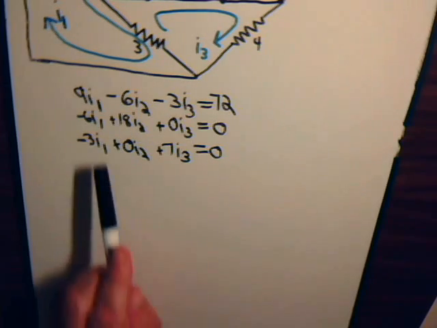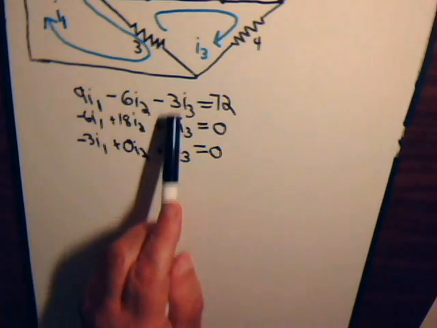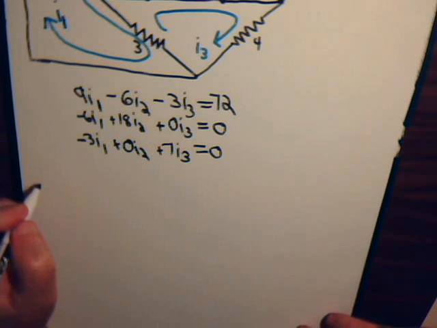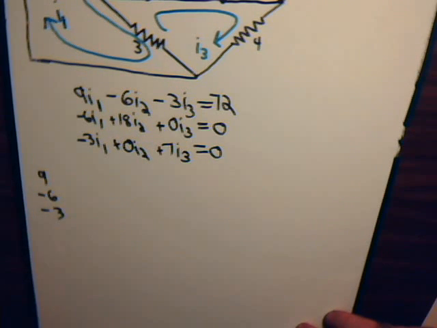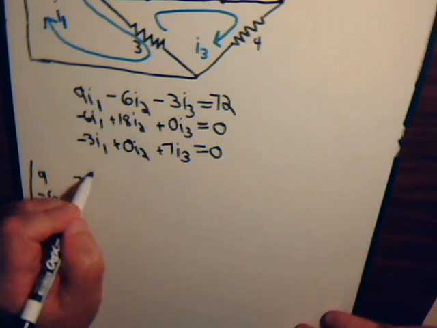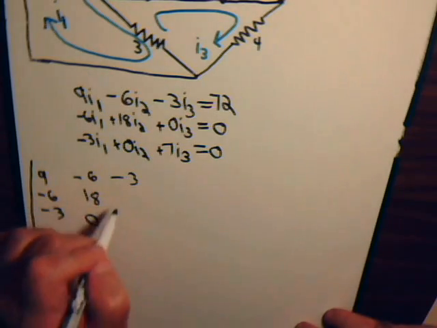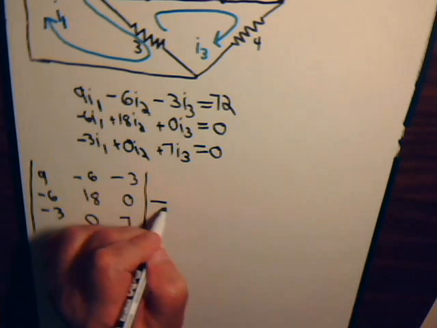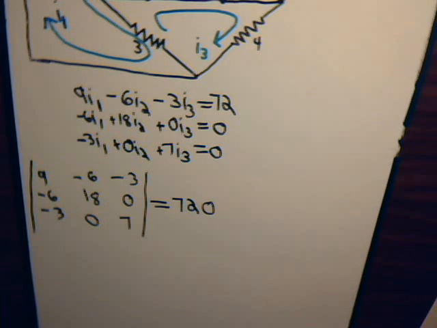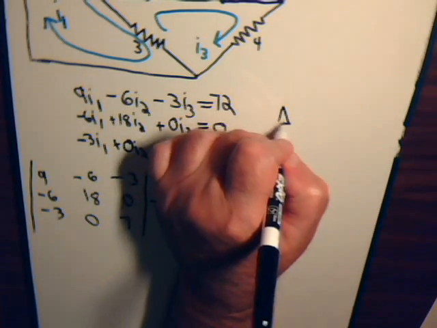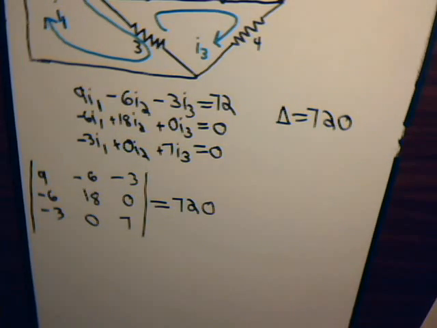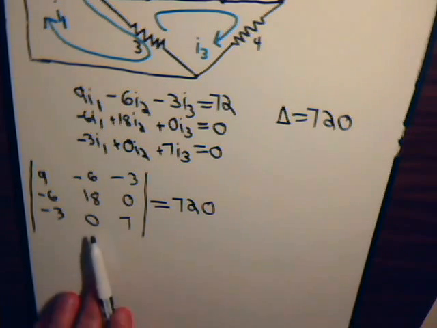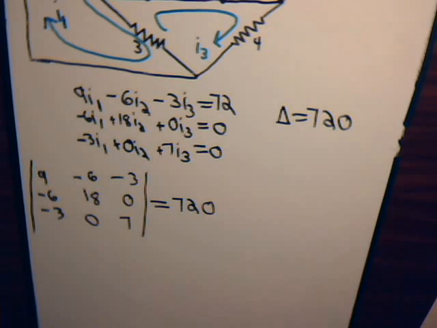Step number 1, take the numbers in the I1 column, the I2 column, the I3 column, and we get this matrix. And then minus 6, 18, 0. And we want the determinant of that matrix. And you can expand that using minors. We've gone through it in previous videos. Won't go through all the steps here, but we get an answer of 720 when we do that. So here we have, and this is important, we're going to use this to determine I2 and I3. And if we wanted to determine I1, we would also use this number too. So the determinant of this basic circuit matrix is 720.